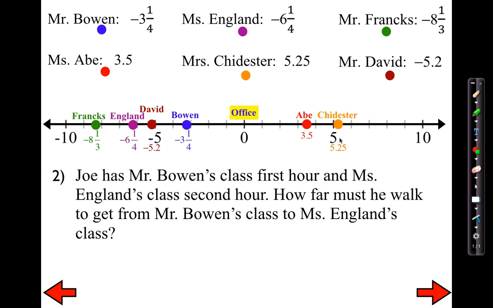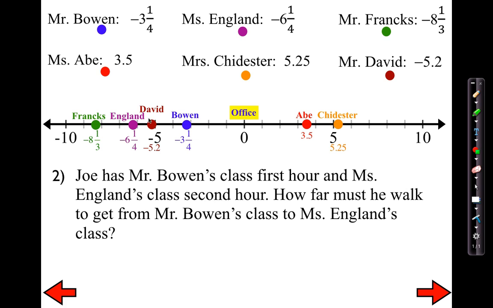Next question, it says Joe has Mr. Brown's class first hour and Miss England's class second hour. How far must he walk to get from Mr. Bowen's class to Miss England's class? So starting here, he's going to end up going to Miss England's class, which is here. So what would I do to figure out how far he must walk? It's just like the previous example.